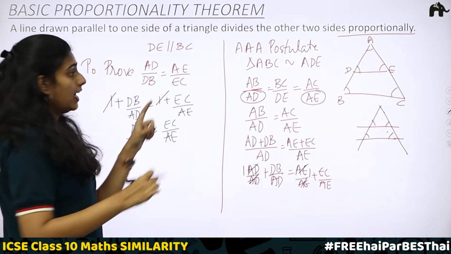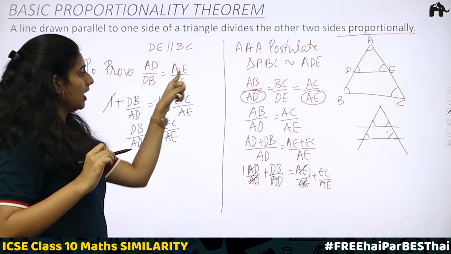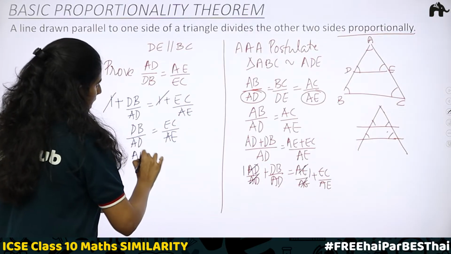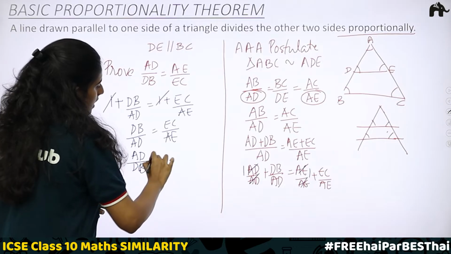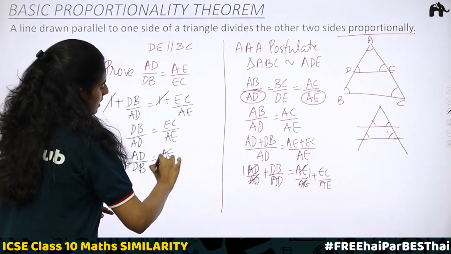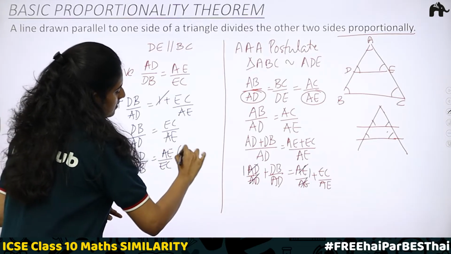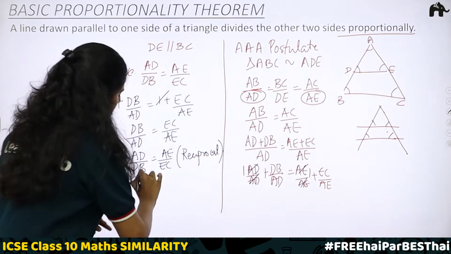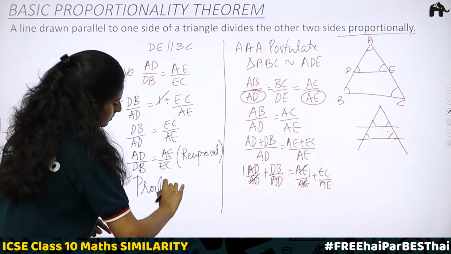We need to prove that AD by DB is equal to AE by EC. Just taking the reciprocal, we'll be getting AD by DB equal to AE by EC. That is, we are taking the reciprocal. Okay, so this is the required proof.